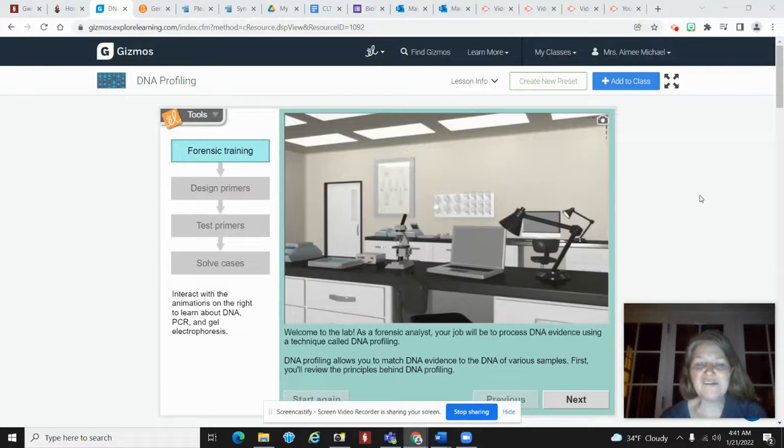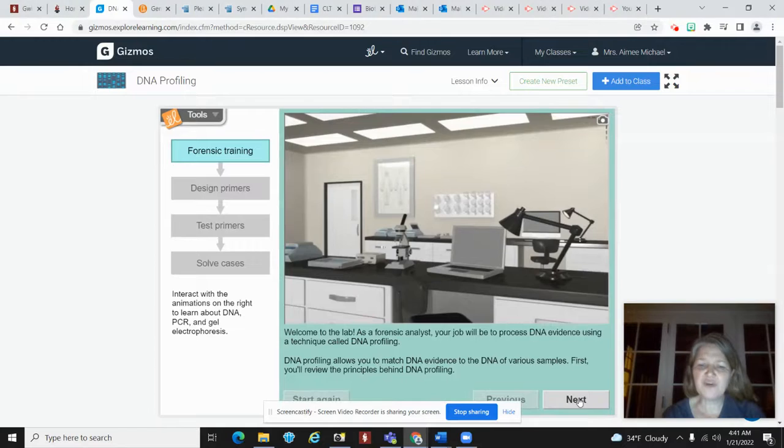DNA profiling is used in a lot of crime or forensics cases to solve crimes. It's used for paternity tests. It's also used for identifying relatives in the case of inheritances. And it was used in the identification of some of the victims of 9/11.